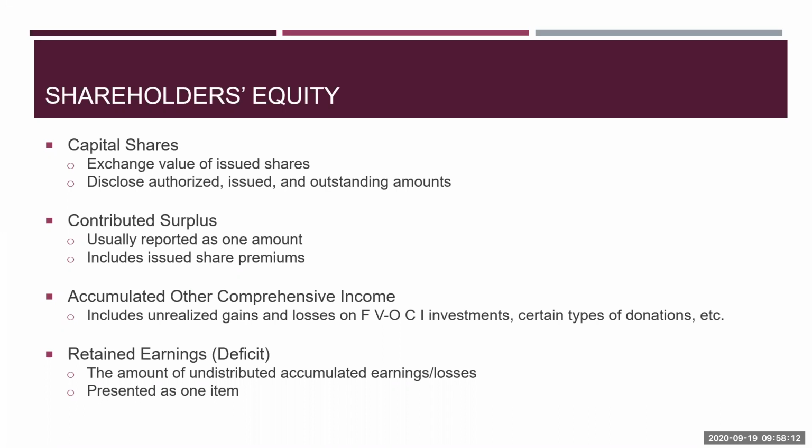What is the total money that came in, the share capital? So when these shares were issued, how much money came in? That's your share capital. Okay, so different types of shares will be listed here. And we have to disclose the authorized, issued, and outstanding shares in our shareholders' equity.